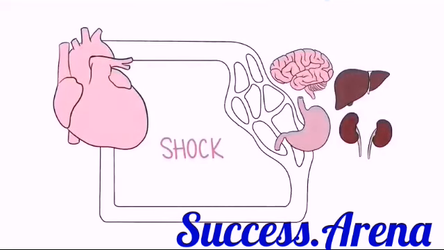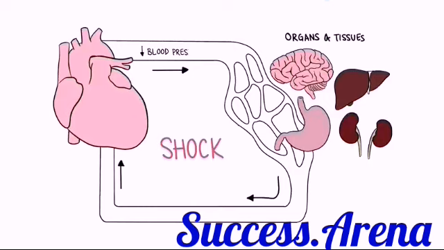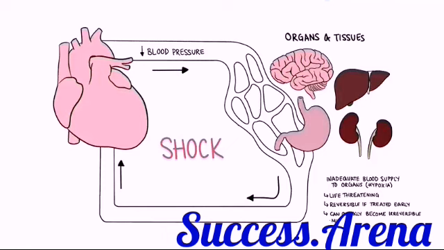Shock occurs when the body's organs and tissues don't receive enough blood and oxygen. There are many different types of shock, but they're all categorized by a sudden drop in blood pressure and inadequate blood supply to organs and tissues, leading to hypoxia. Shock is a life-threatening condition and is reversible if treated early. However, the effects of shock can become quickly irreversible, resulting in multi-organ failure and death.